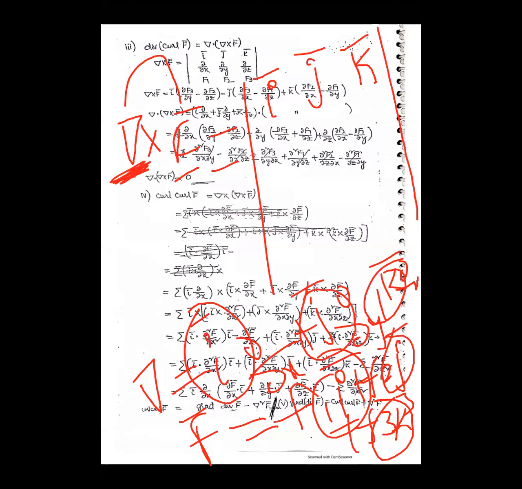Next row, first we take del. In del, the coefficient of i is del by del x. The coefficient of j is del by del y. The coefficient of k is del by del z. After that, f bar: the coefficient of i in f bar equals f1, of j bar equals f2, and of k bar equals f3. Now finding that determinant value. How to find the determinant of a 3 by 3? We expand along any row or any column. Generally, we mostly expand along R1.